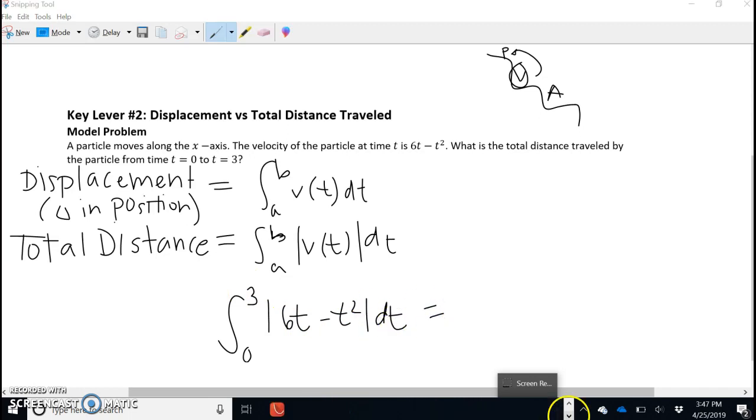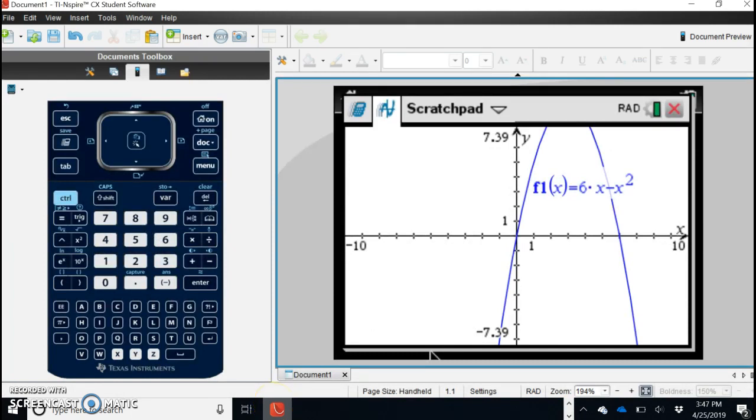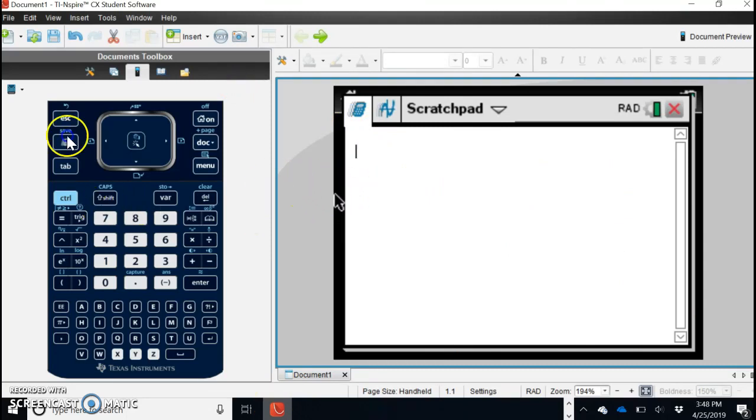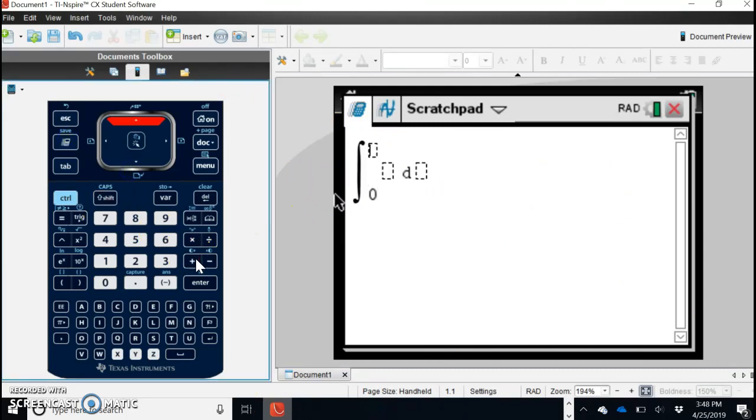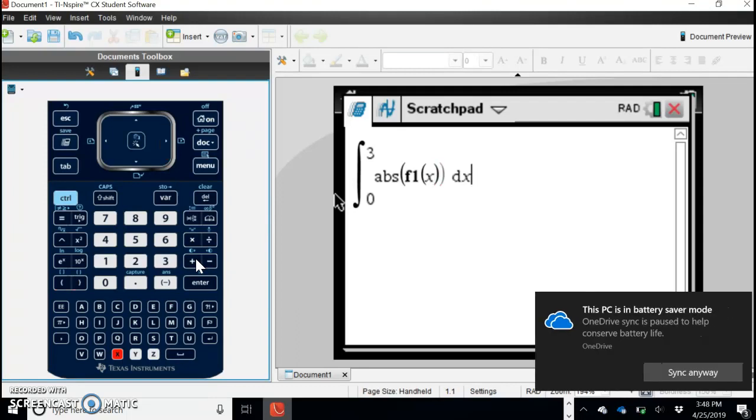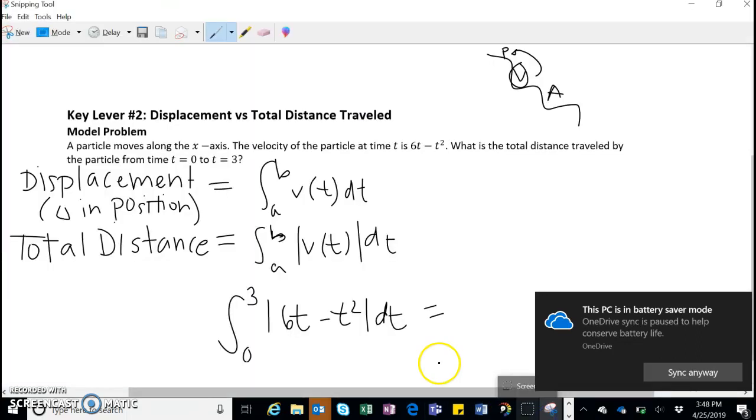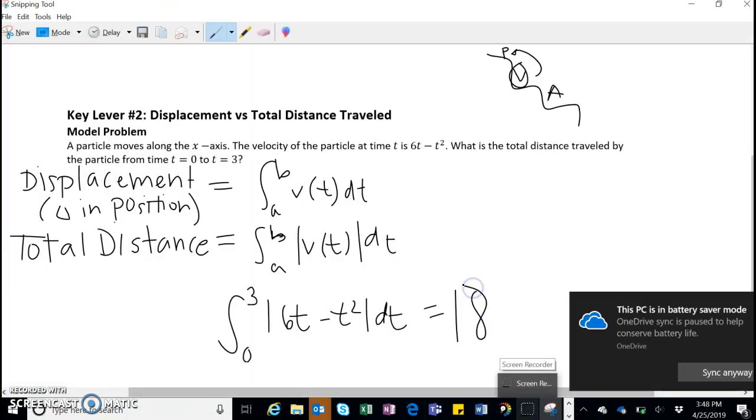And typically these are calculator active problems, so I've come over here and gone ahead and typed 6x minus x squared in my graph. I'm going to come to a calculator page and get my integral established, 0 to 3 of the absolute value. You can just type abs in your calculator, it'll understand what you want. And you can either type in 6t minus t squared dt right here, or I already put that in f1 of x, so I can just type that. And the answer is 18. Come back over here, record my answer, and I'm done.